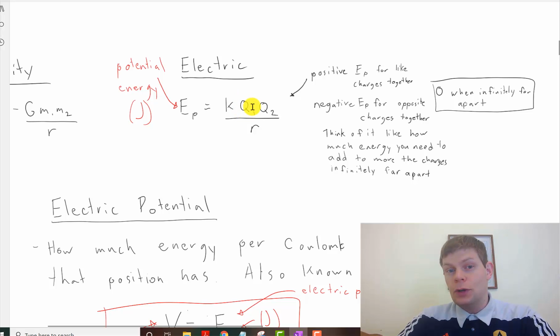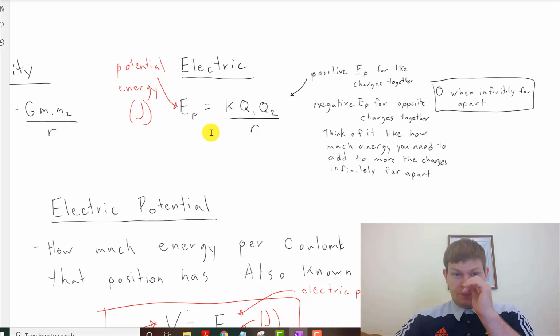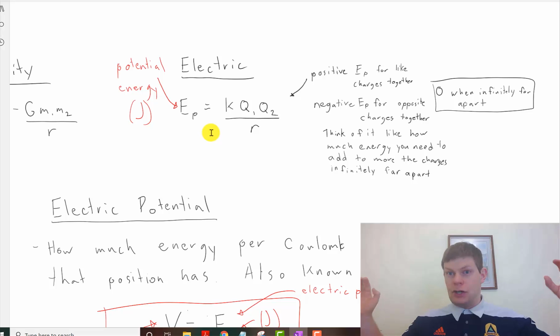So if you have two positively charged objects or two negatively charged objects, this whole thing will end up positive. Positive times positive is positive, or negative times negative is positive. So this whole electric potential energy will be positive if they have the same charge. Keep in mind that just like gravitational potential energy, you've got zero potential energy when they're infinitely far apart. And you have more potential energy than that if you bring two like-charged objects together.